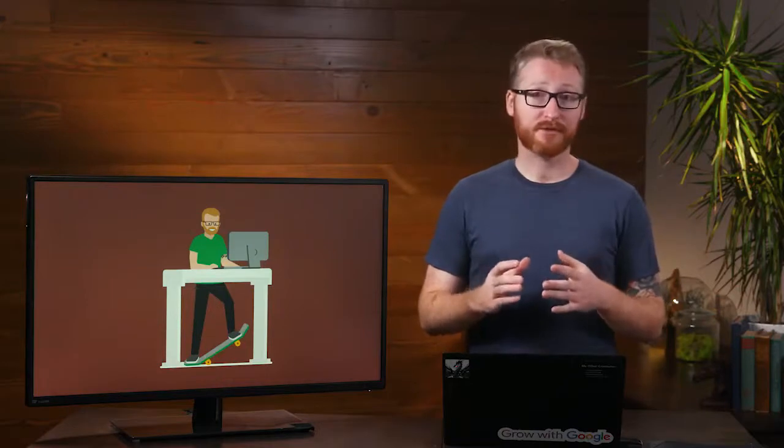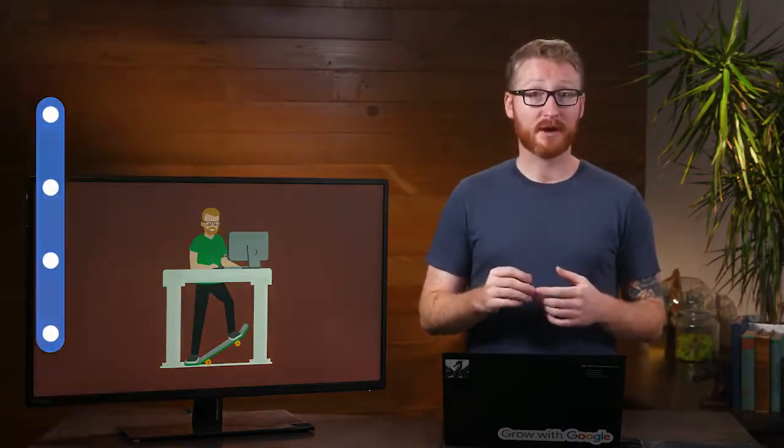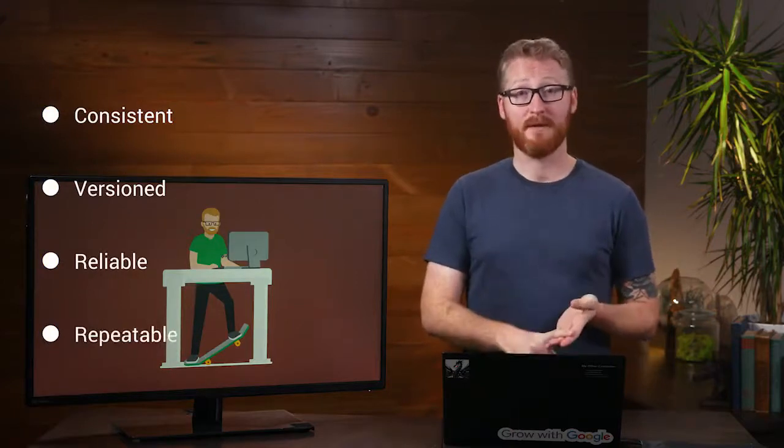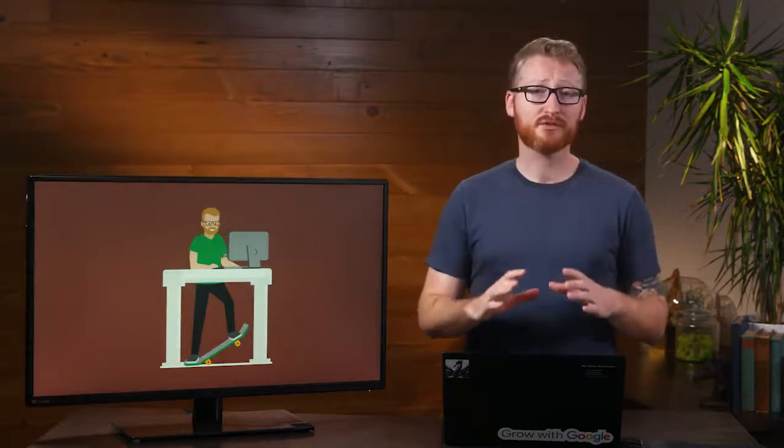To sum all of this up, managing your infrastructure as code means that your fleet of nodes are consistent, versioned, reliable, and repeatable. Instead of being seen as precious or unique, machines are treated as replaceable resources that can be deployed on demand through the automation.